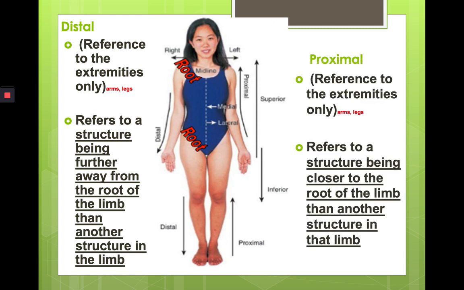Proximal, again, is the opposite of distal, and it means the structure is closer to the root compared to another structure. And so again, we could say the kneecap is proximal compared to the ankles. The kneecap is closer to the root of the limb as compared to the ankle.